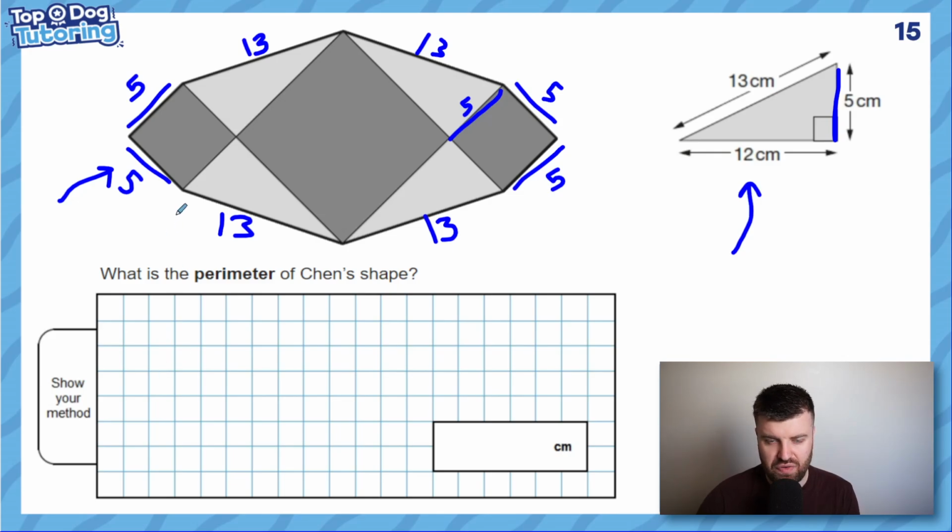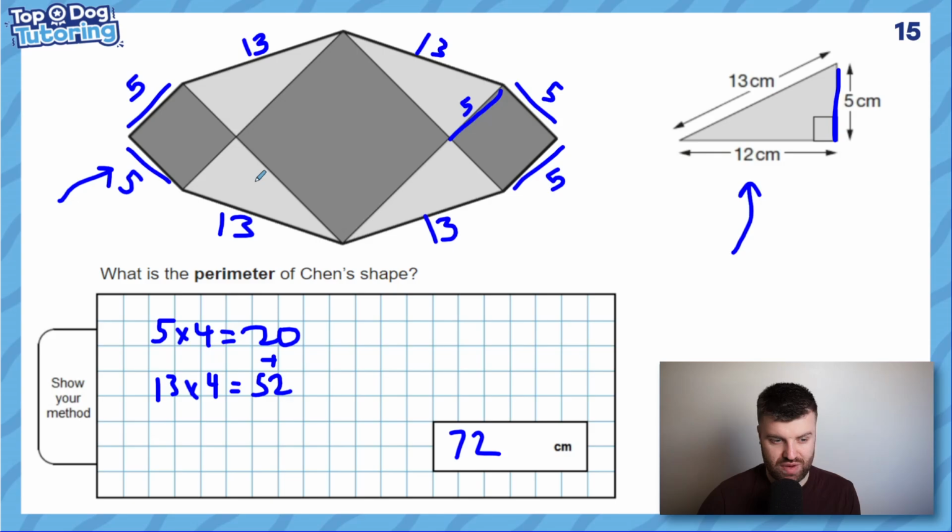Let's see. We've got 4 13s and 4 5s. So I'm going to do 5 times 4 is 20. And 13 times 4, I can do 12 times 4 is 48. Add another 4 is 52. Which means altogether, add these up, 20 plus 52, it's 72 centimeters in total.